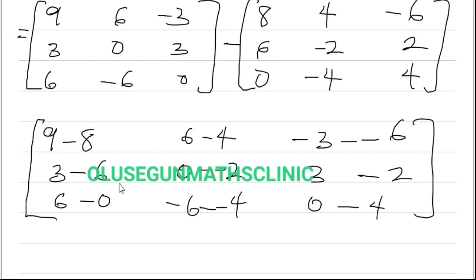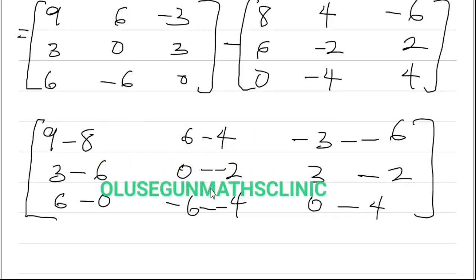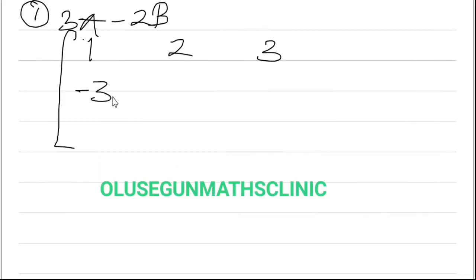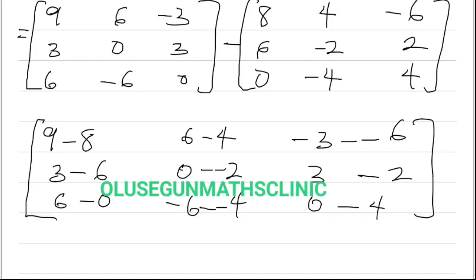So we have from here 3 minus 6, that is minus 3. We have minus 3, 2, 1, 6, minus 2, minus 4. So this is the value for 3a minus 2b. The question is 3a minus 2b, but it still proceeds to say something else. Let's see what it's trying to write. I want to show you one thing.